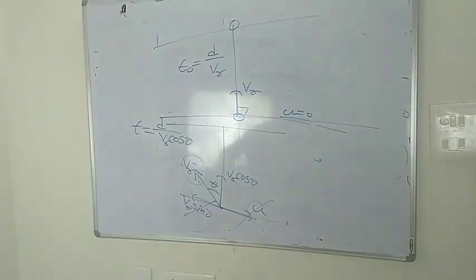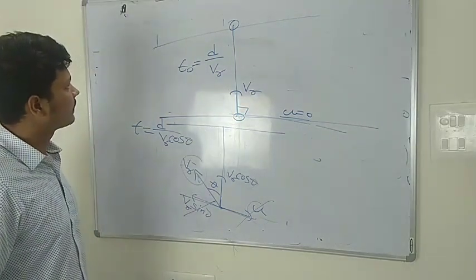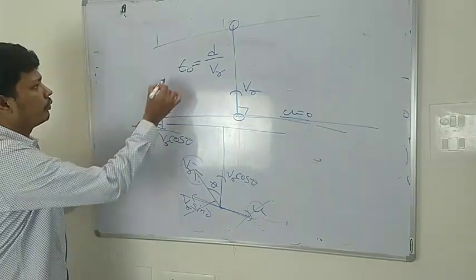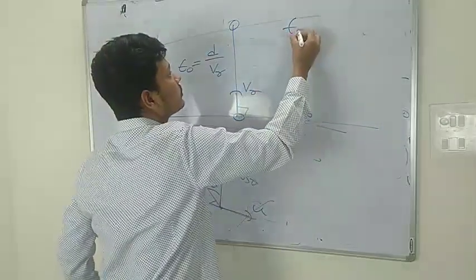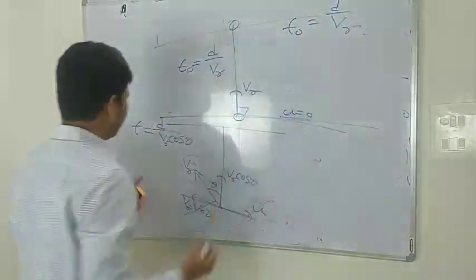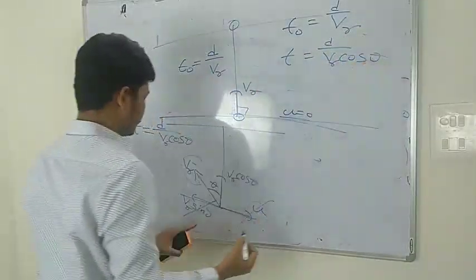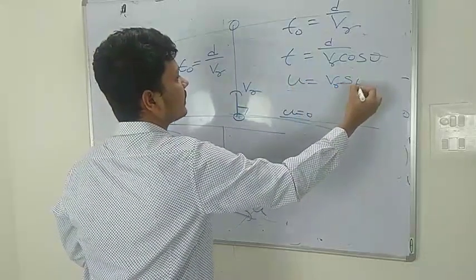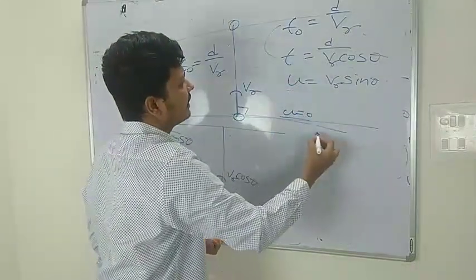So what is the question? Let me see again. Now they are asking us to find, if d is the river width, the velocity of the water current, u. So we know these equations. So t naught is equal to d by Vr. Next equation, t is equal to d by Vr cos theta. Next equation, u is equal to Vr sin theta. You just solve it and you will get it, or let me solve it if you feel any difficulty.